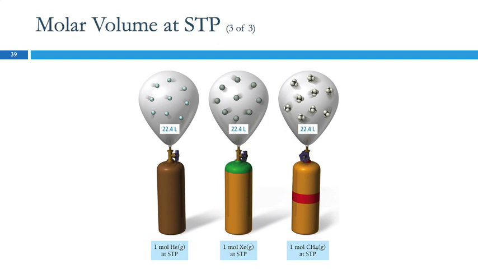Here we're looking at an illustration that's showing us 1 mole of helium gas at STP, 1 mole of xenon gas at STP, and 1 mole of methane gas at STP. They all occupy the same volume, 22.4 liters. They're not going to weigh the same. The xenon's going to be much heavier because each of these atoms weighs a lot more than either the helium atom or the methane molecule, but they're all going to take up the same amount of space.